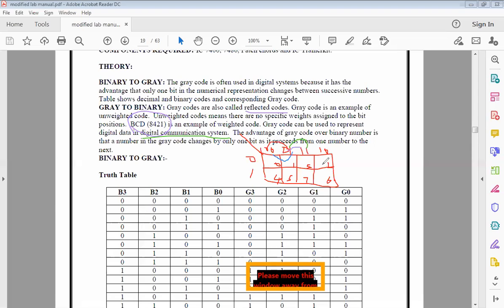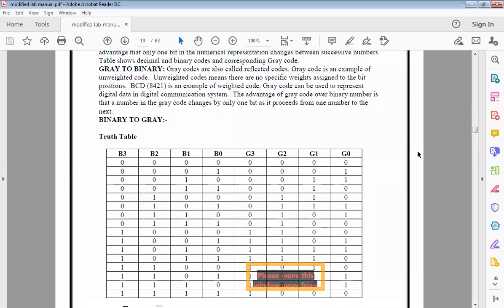Because we have 0, 0, and then 0, 1, 1, 0, 1, 1. So after 0, 1, I will have 1, 0. Is there a single bit change between these two? No, sir. Two bits. Yes, both the bits are getting changed, right? 0, 1 to 1, 0, both bits change. So in the binary system, this single bit variation isn't followed, but in gray code, you find that only a single bit changes. I hope you have understood what I'm trying to convey, right?